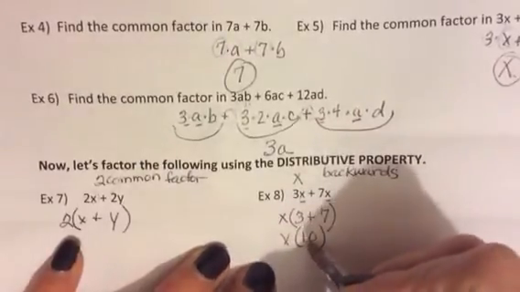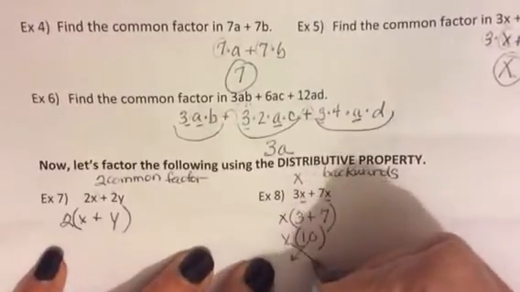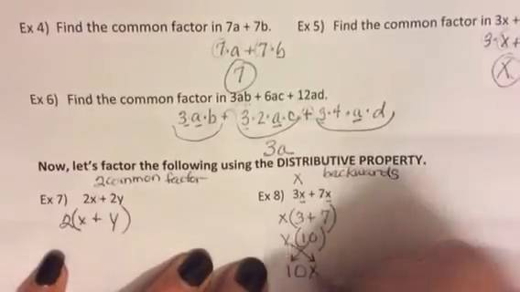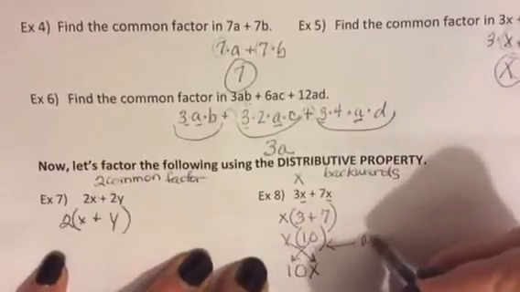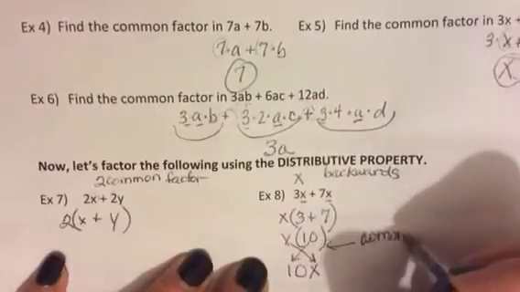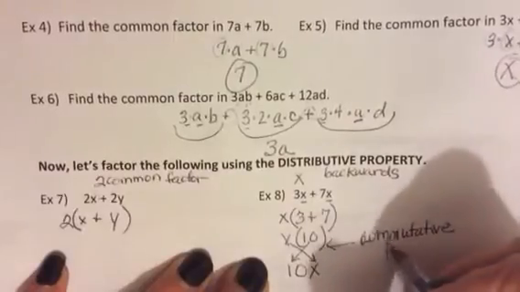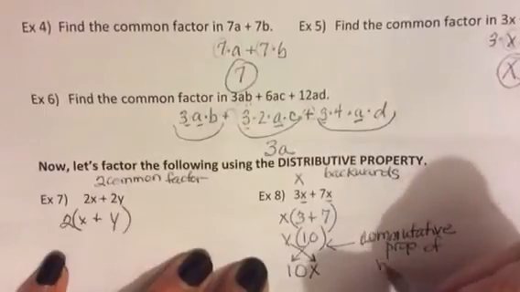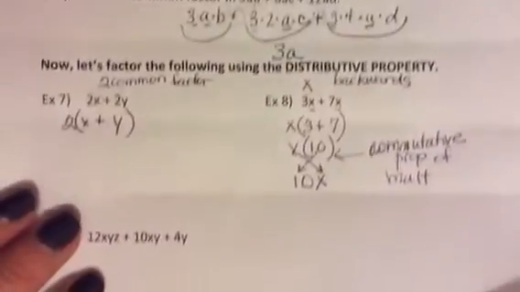And by the commutative property, normally we put the number first. We call that the coefficient when we're down to a number and a letter. So I'm just going to use the commutative property and say that's 10x. So right here, I used the commutative property of multiplication, because I had two things I was multiplying together, which means I can switch them.